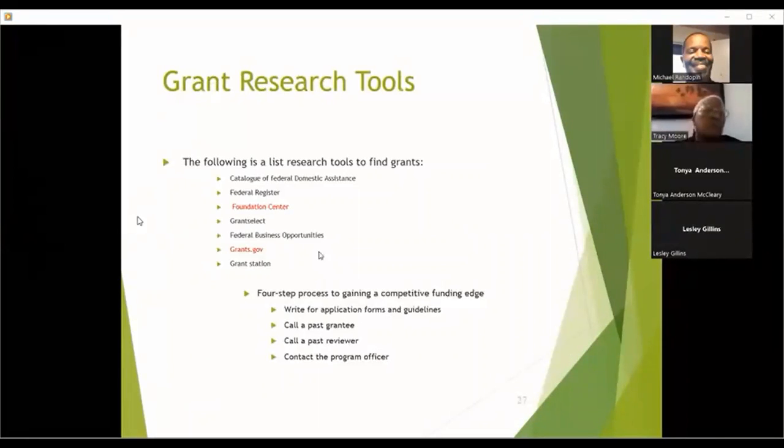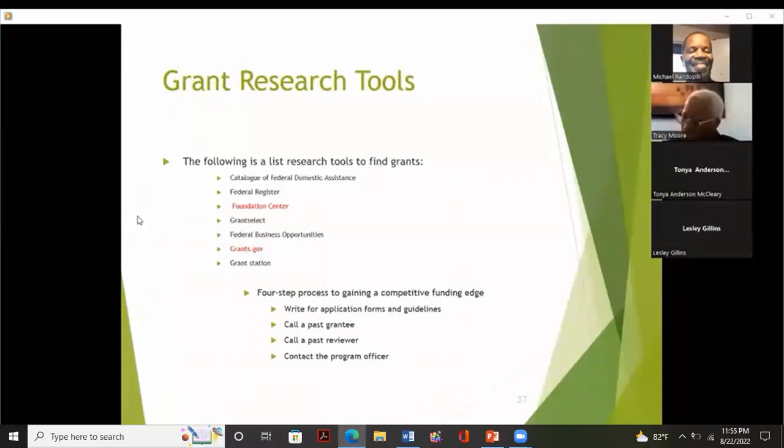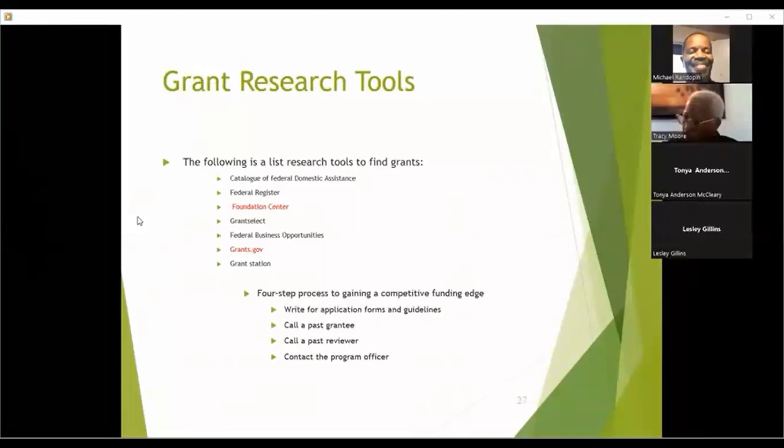Now, there are several sources that you can use in order to find out where the funding is. And I want to just simply hone in on two types. One is the Foundation Center, and the other is grants.gov. The Foundation Center is a clearinghouse for grants. They have anywhere from 50,000 to 100,000 foundations and corporations that give money.